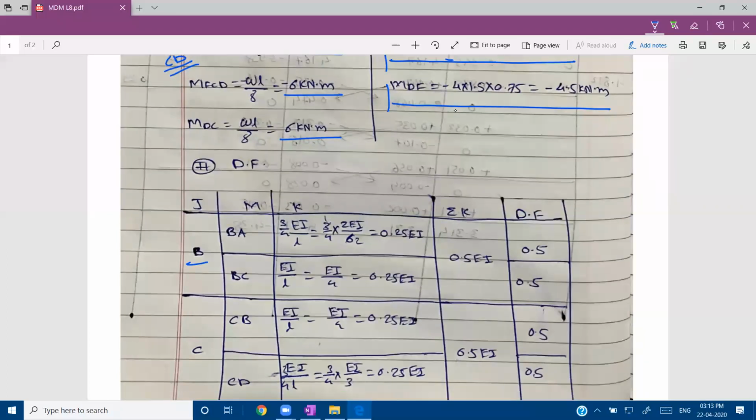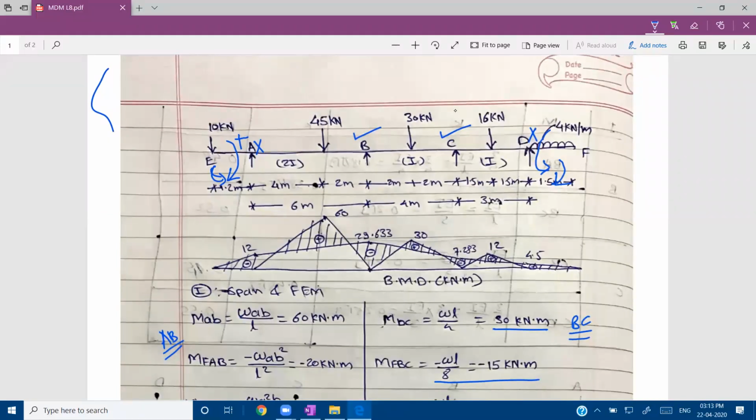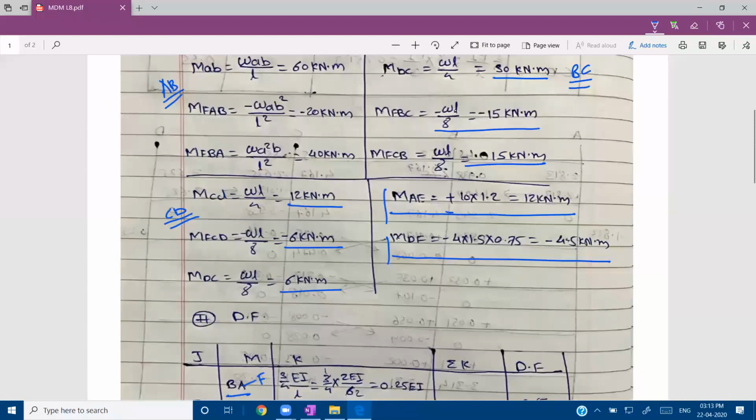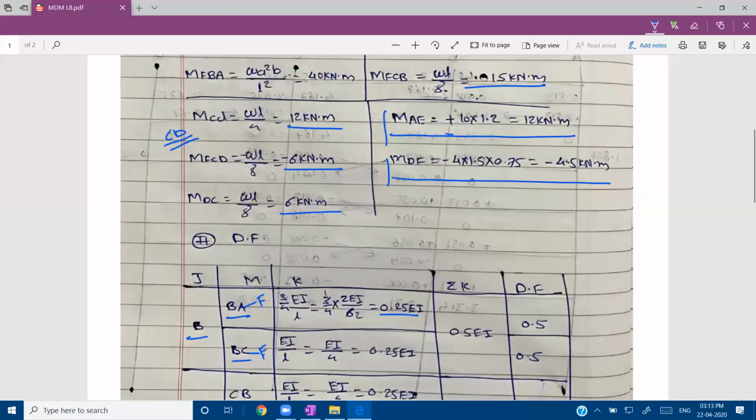For joint B, there are two members meeting. First one is BA, next one is BC. Now for BA case, A will be a far support. For BC case, C will be a far support. Now in case of BA, A is far support which is of simple type, that means end simple type. Therefore, K will be 3/4 of EI by L. So 3/4 into EI for AB is given as 2I divided by length is 6 meters, so it is equal to 0.25 EI. Similarly, in case of BC, C is far support.